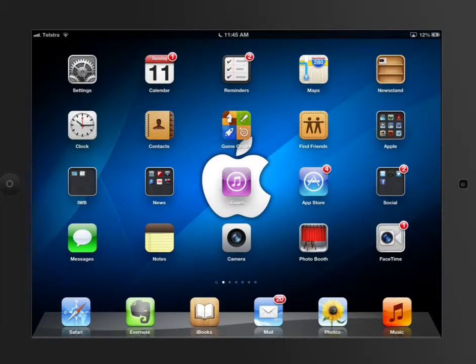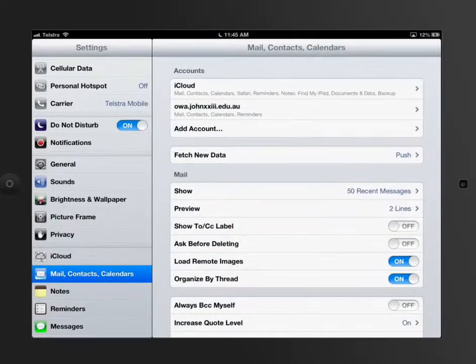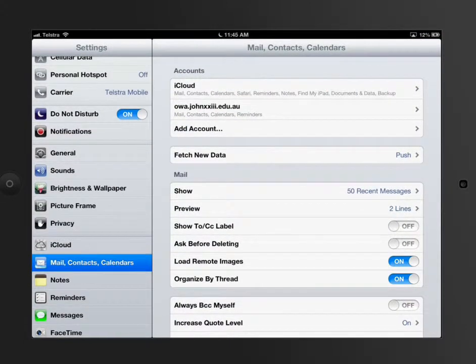Tutorial, we're going to talk about mail. And if we have a look, under settings, on the left-hand side, there's this option for mail. And it's important to understand that with mail, you can have multiple accounts on your iPad. It wouldn't matter if you have Gmail, Hotmail, your work one, and a Yahoo account. They can all be handled by the one generic mailing system.